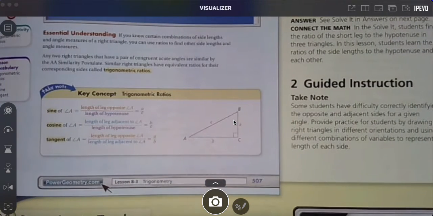Okay. All right, so we're starting 8.3. It's trigonometry. We've had lessons 8.1 and 8.2. Y'all have a quiz over these three lessons Monday.